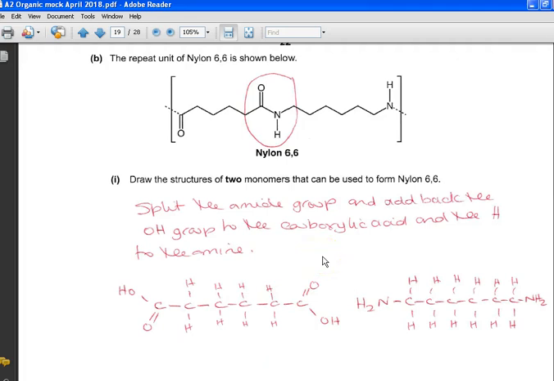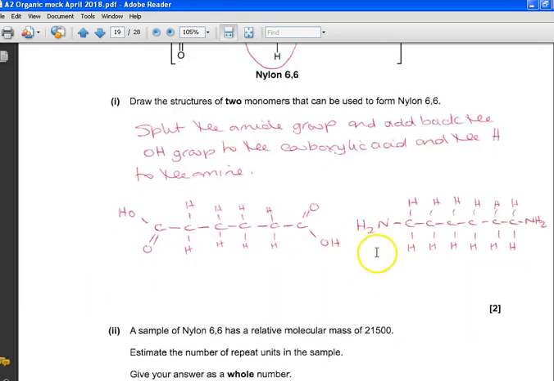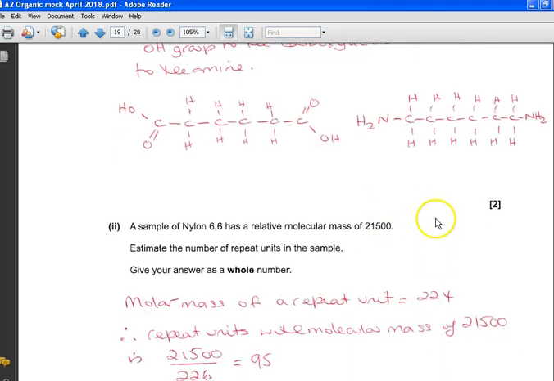Polymer again: draw the structures of the 2 monomers that can be used. So you need to recognize you've got your amide link here. So you split that and just basically add back the OH group to your carboxylic acid and the hydrogen to the amine, because that's how you form your water and that's how they come together. So that's very straightforward. As long as you've got enough carbons, make sure that you double check your structure.